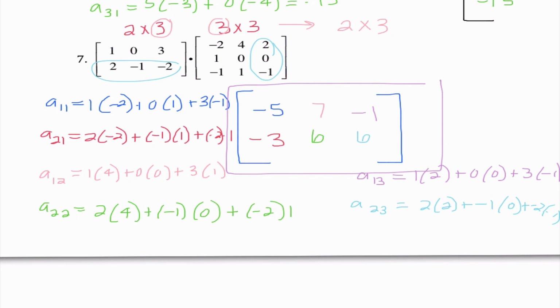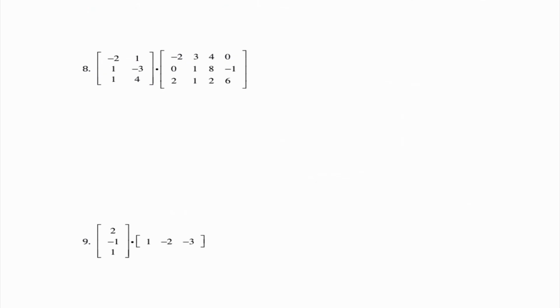Now multiplying doesn't get any more difficult than this. It can just take a little bit of time to do. So we're going to practice a few more, just making sure that we are okay. Moving on here to number 8. I have a 3 by 2 times a 3 by 4. The thing that stands out to me here is these inside numbers are not the same. So there's no solution. We cannot do anything there because those values do not match.